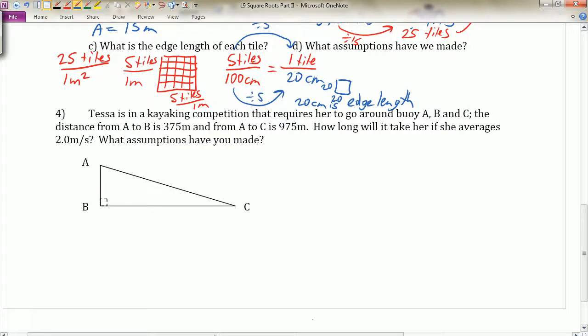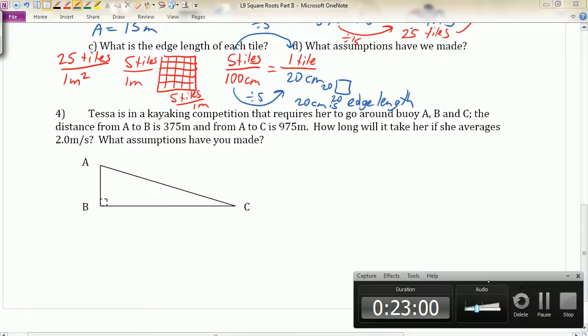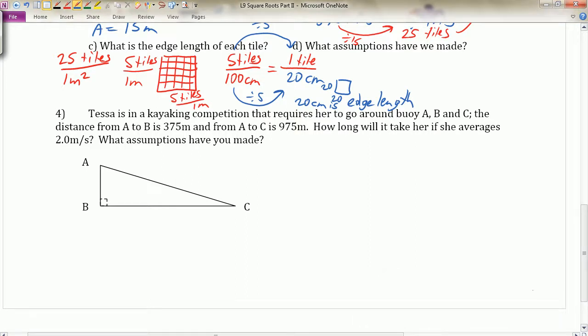Number 4. Have a read, please. Go. Okay, so the measurements from A to C is 975. A to B is 375. She has to go all the way around this triangle. So we actually have to figure out that measurement as well.